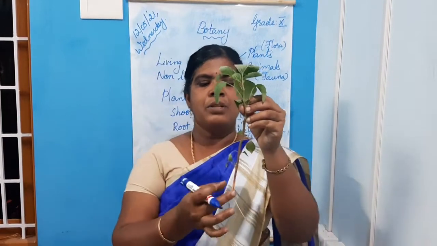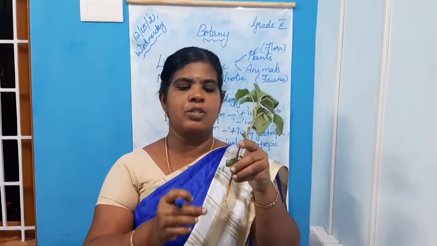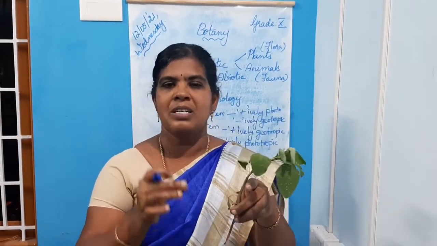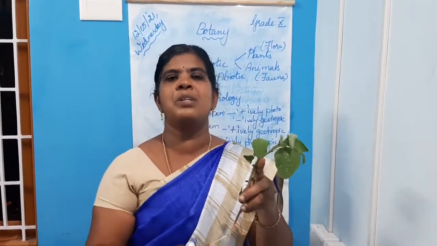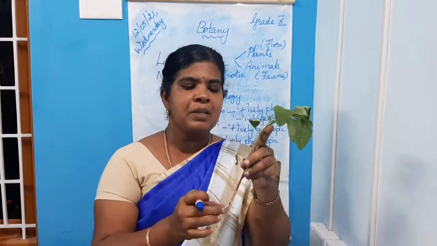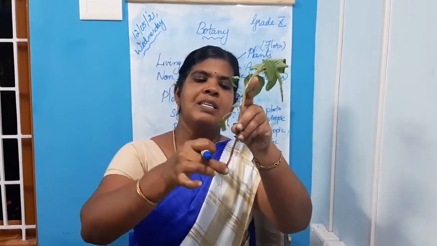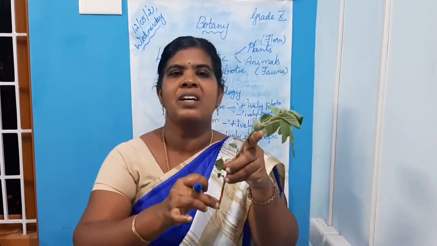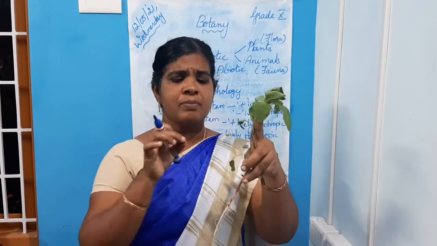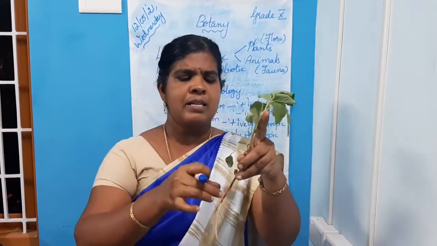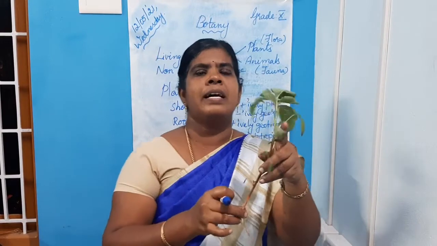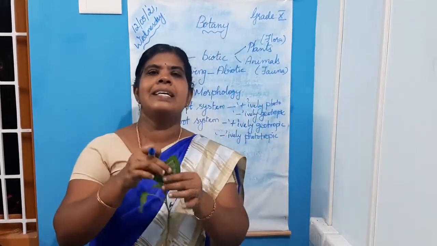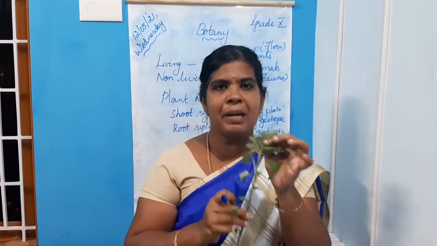Now, this shoot system consists of leaves, flowers, fruits, branches, etc. The root system consists of primary root, secondary root, tertiary root. What is primary root? The first formed root is primary root. Roots which arise from the primary root are called secondary roots. Then from the secondary roots, small tertiary roots arise. This is plant morphology, or the external structure of a plant.